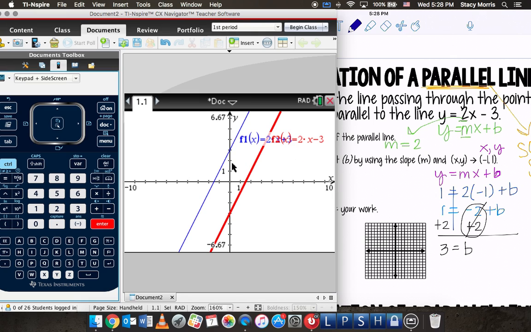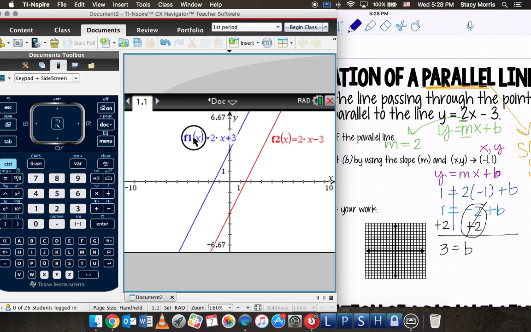And there it is. And you can see that these two lines are parallel. Just another reminder, if you need to move these labels, you just click and hold, and you can drag them away from each other so they're not overlapping. So our slope here is 2, our slope here is 2. That tells us that they're parallel, but also visually seeing that they both look parallel should help you confirm that.